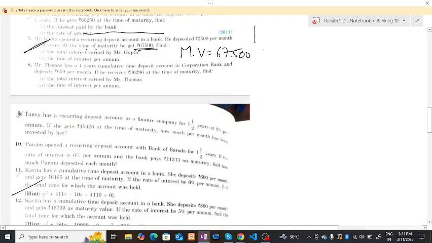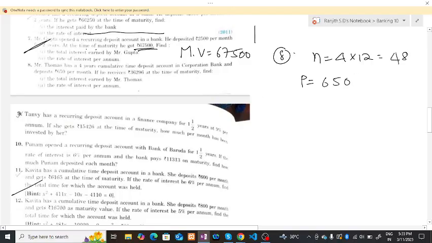Eighth one. We'll move on to the eighth question. Mr. Thomas has a 4-year cumulative time deposit. Fine, all this is not required. 4 years. N is equal to 4 into 12. Next, what else is given? Read the question, all of you. Principal is equal to 650. 4 into 12, 48 months. So N is equal to 48.